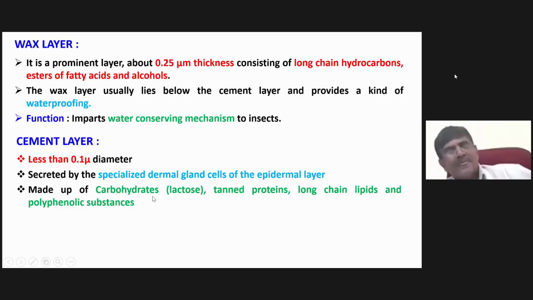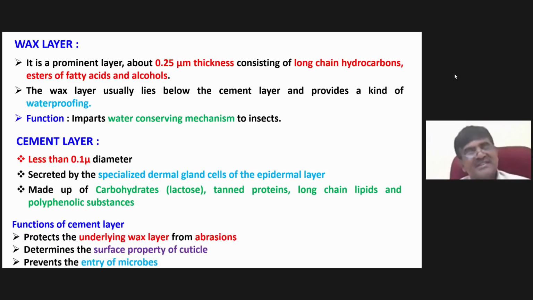Coming to the composition, the cement layer comprises carbohydrates, tanned proteins, long chain lipids, and polyphenolic substances. So this is all about the outer layer of the cuticle, that is the epicuticle.